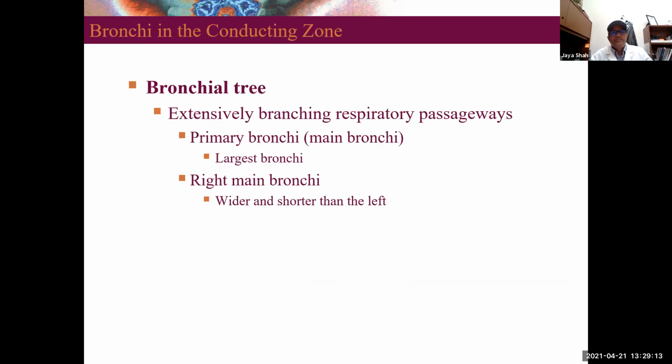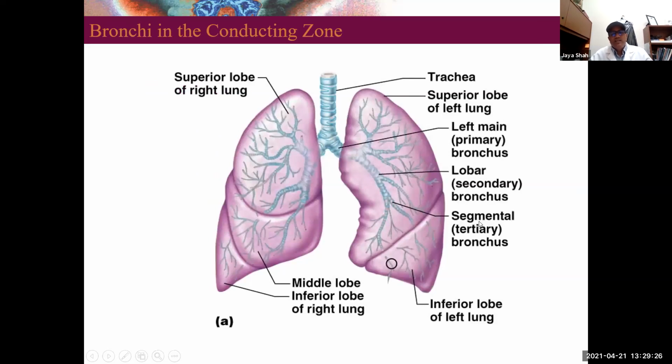Bronchial tree: an extensively branching respiratory passageway. Primary bronchi or main bronchi are the largest bronchi, and the right main bronchus is wider and shorter than the left. We talked about these things. Now let's see the lungs.